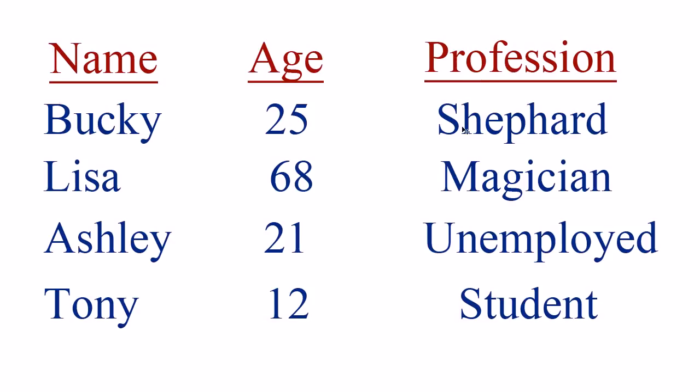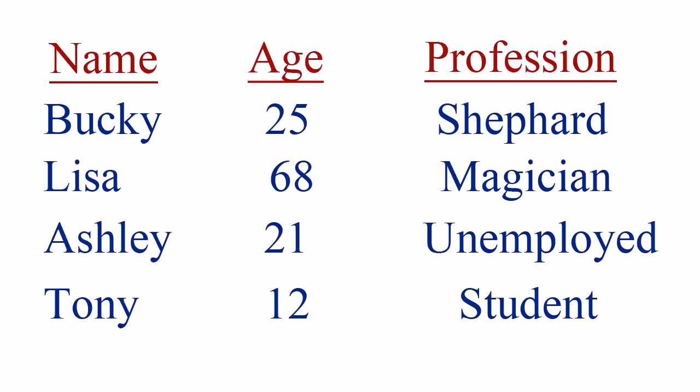Now the rows are a little bit different because each individual entry goes on a separate row. The first entry I have is Bucky, who's 25, and his profession is a shepherd. On the second one, like I said, each row is like an individual entry. So for Lisa's entry, it would be name, Lisa, age, 68, profession, magician. So as you can see, once we have each column with a separate category and each row is a separate entry, it could really help you identify and organize a bunch of data very specifically.